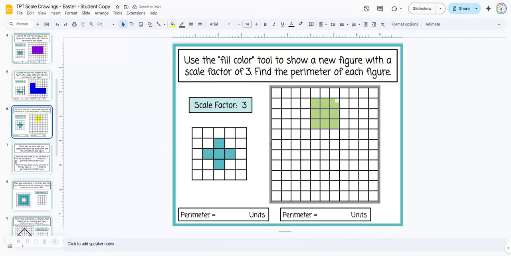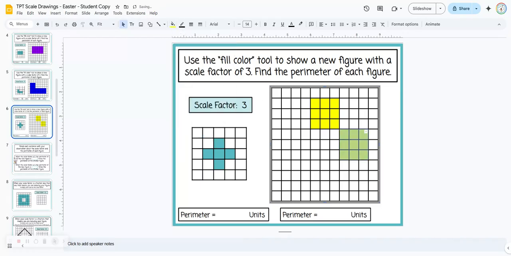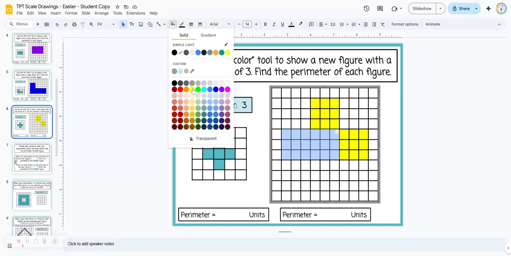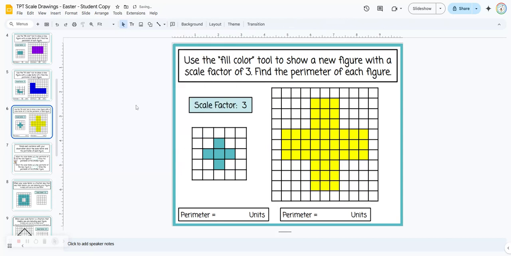now we're going to take this little one on the side. Again, it's going to be 3 by 3. And then see if they can figure out how to fill in the rest of it. So it should end up looking like something like this. And again, we're going to look at the perimeter. The perimeter of this smaller figure is 12 units. And you can see if they can predict what the perimeter of the new figure is going to be. It should be 12 times 3, or 36.